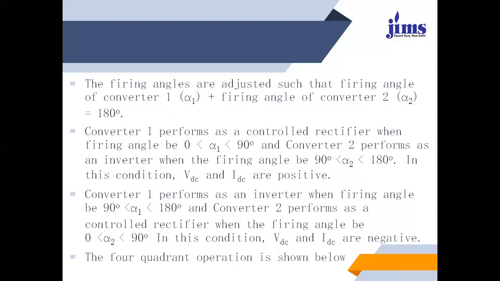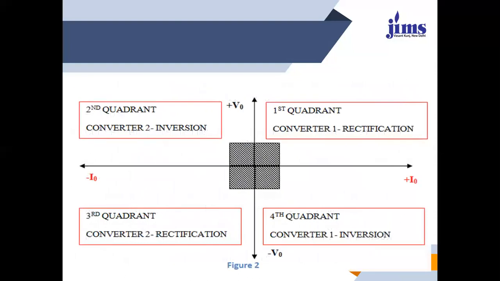The four quadrant operation works like this. In the first quadrant, converter 1 is working as a rectifier. In the second quadrant, converter 2 is working in inversion mode. In the third quadrant, converter 2 is working in rectification mode. In the fourth quadrant, converter 1 is working in inversion mode, meaning it works as an inverter.